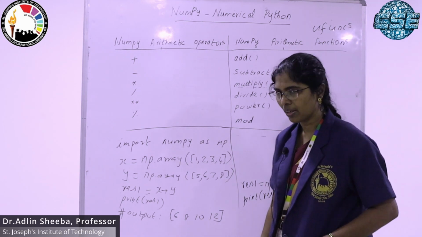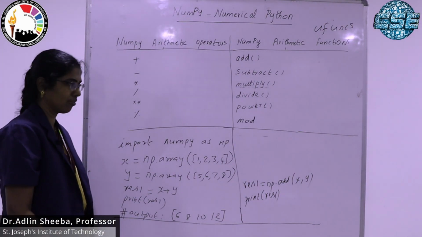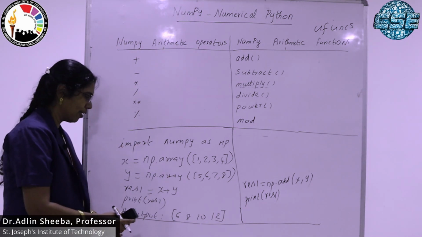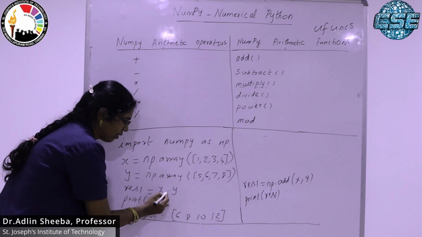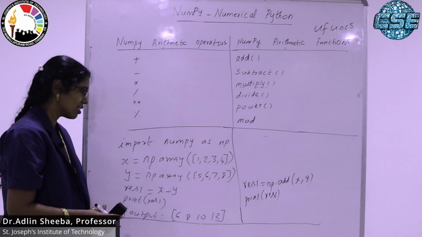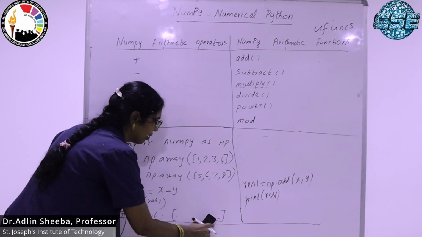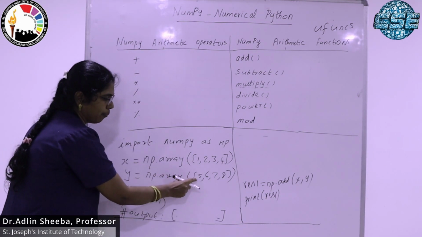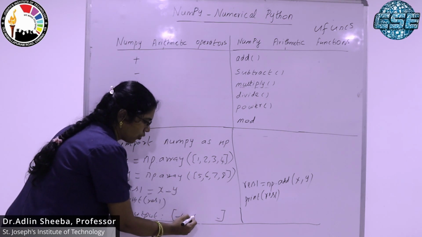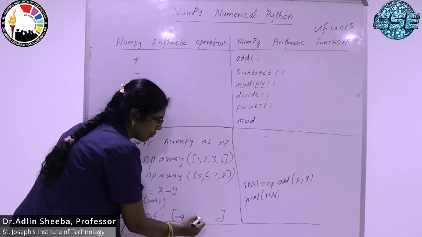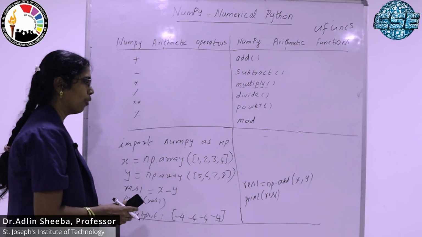In the same way, we can perform subtraction also. Now we are going to perform subtraction. We are going to consider the same example. For subtraction, instead of plus, I am giving here minus. Okay. So the output will differ now. So here it is 1 minus 5 is minus 4, and 2 minus 6 is minus 4. 3 minus 7 is minus 4 and 4 minus 8 is minus 4. So this is the output.